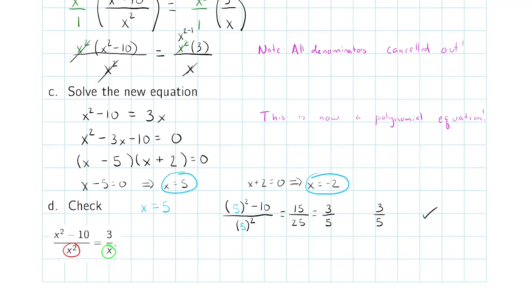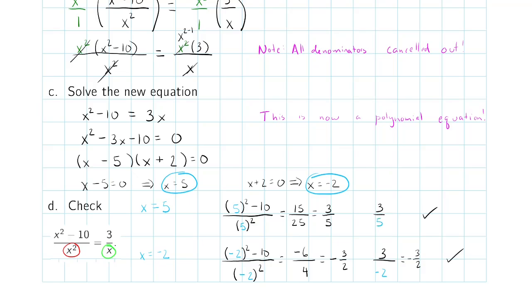Next, I'm going to try plugging in x equals negative 2. So on the left, I'll have negative 2 squared minus 10 over negative 2 squared. That's going to be negative 6 over positive 4, which works out to negative 3/2. On the right, I'm going to have 3 over negative 2, which also works out to negative 3/2. Again, those are equal, so that really is a solution.